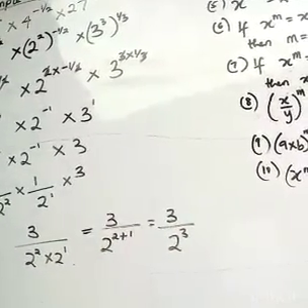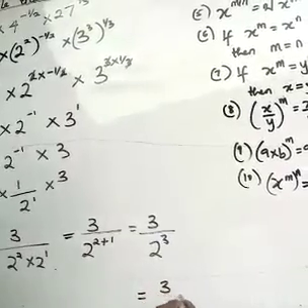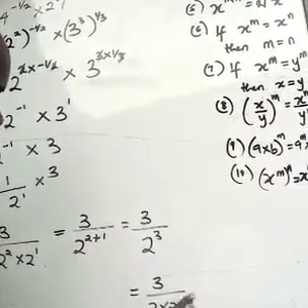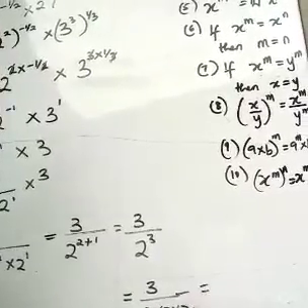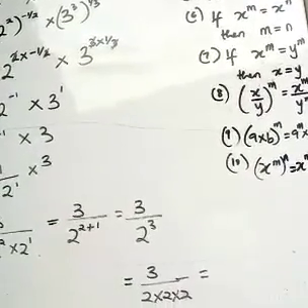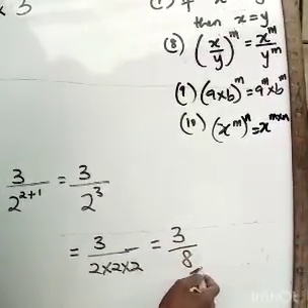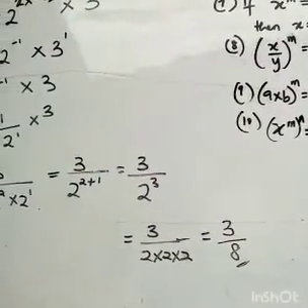And 2 raised to power 3 means what? Multiply 2 by itself 3 times. So 2 times 2 is 4, times 2 is 8. So that is how we go about this.